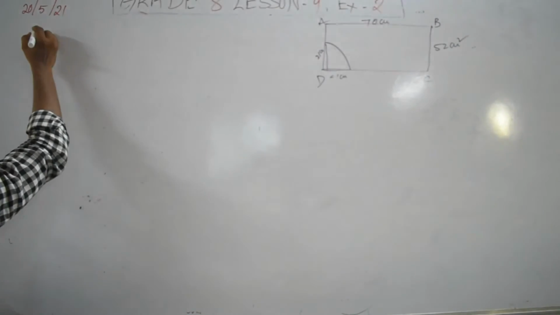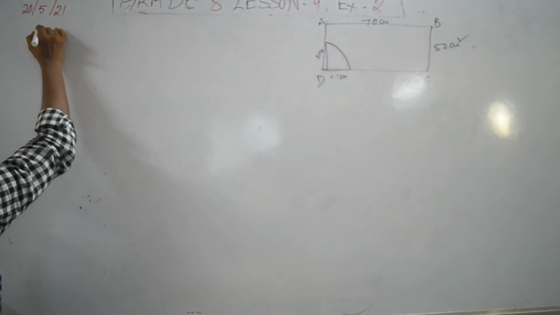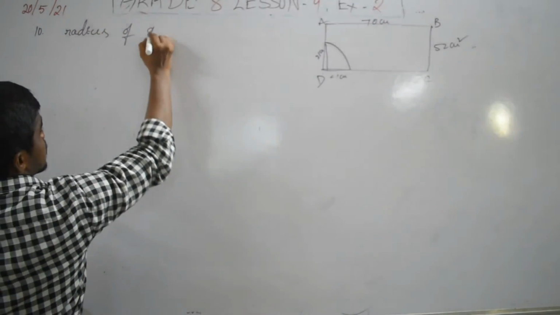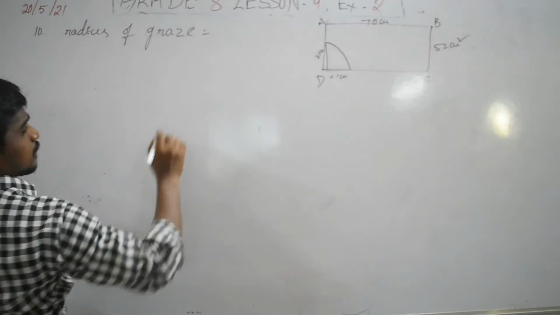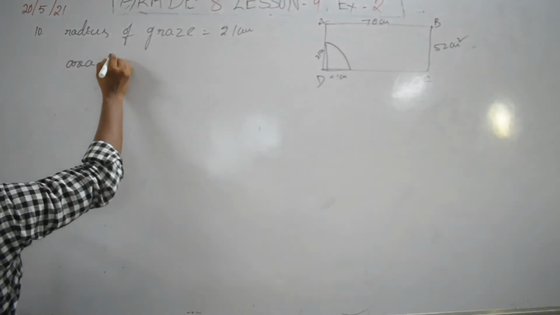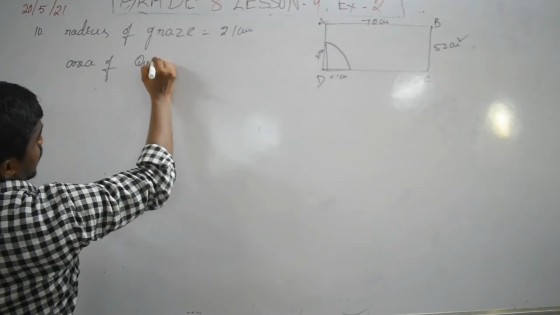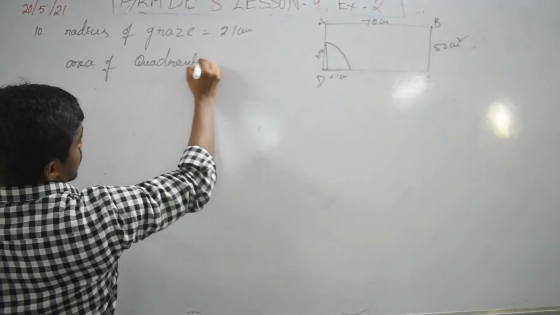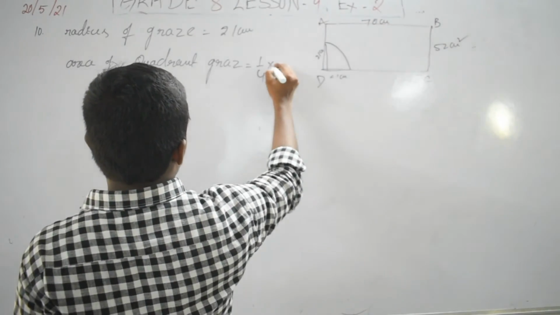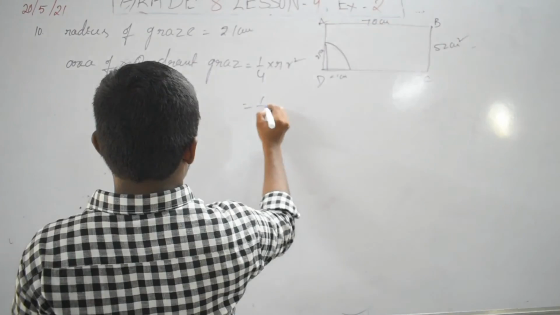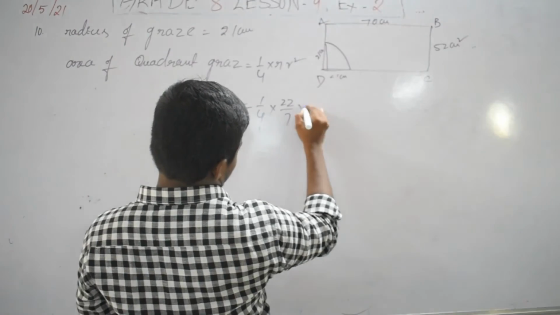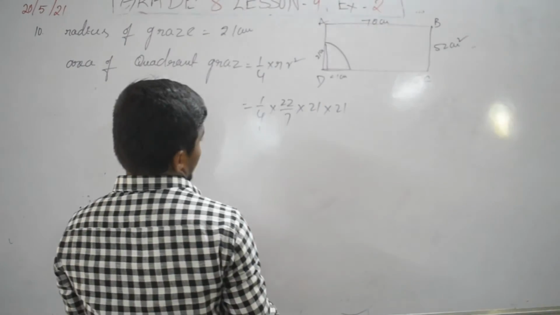Next, the 10th one. The radius of the graze, how much? 21 centimeters. So area of the quadrant graze equals 1 by 4 pi r square. 1 by 4, pi value 22 by 7, 21 times 21. How much?